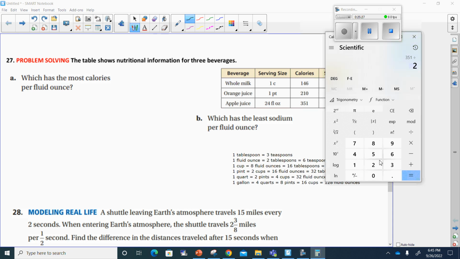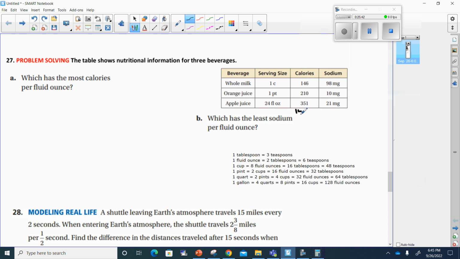Oops, that was 25. And that gives me 14.625. So per ounce, this is 14.625 for 1 ounce. All right, and we're just talking this one here.